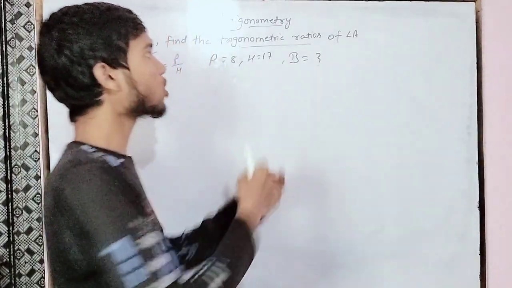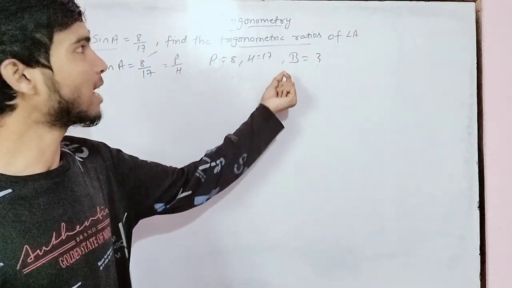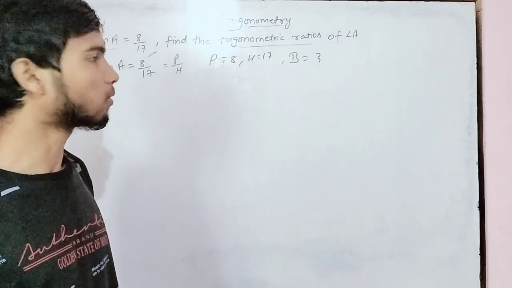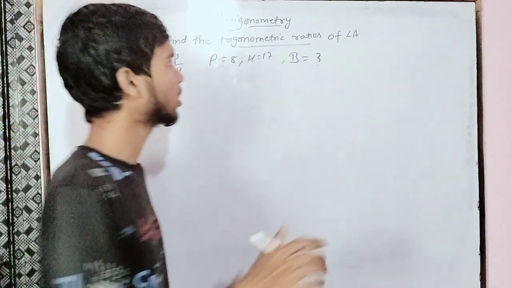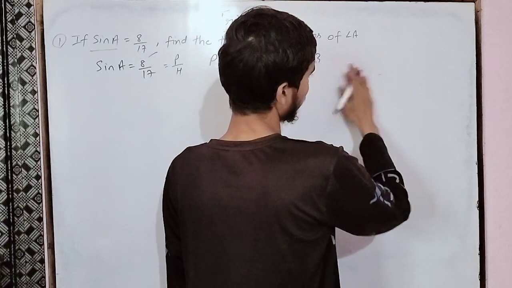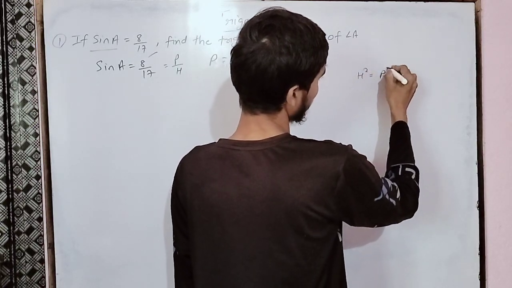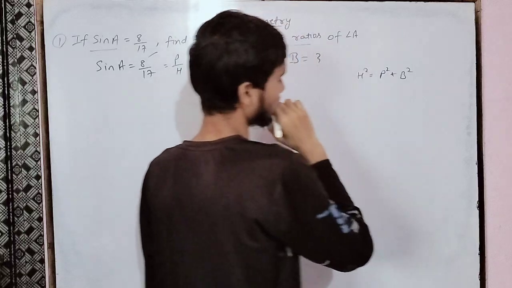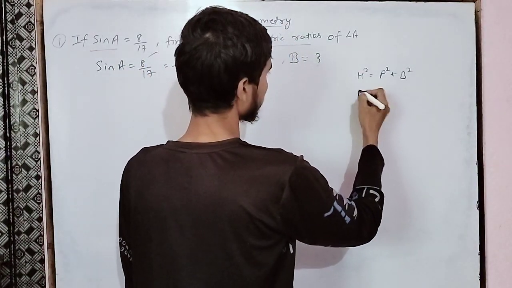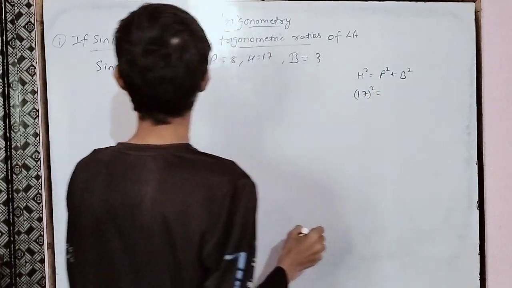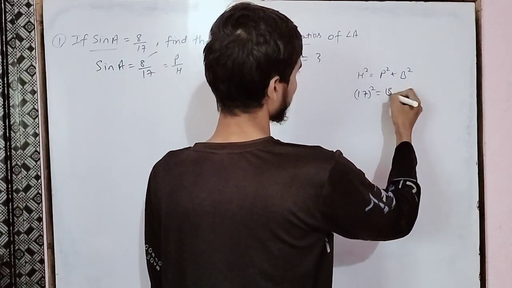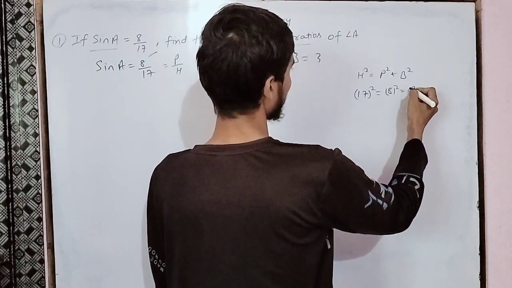So to find the value of B, here we apply the normal formula, which is the Pythagoras theorem. Not B, H square equals P square plus B square. Clear? Now we know H is 17, isn't it? Yes. P is how much? P is 8. B we don't know.